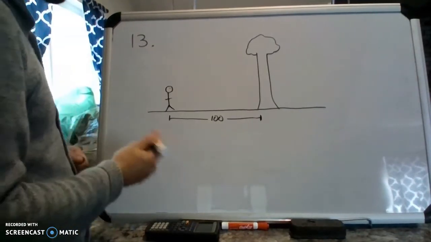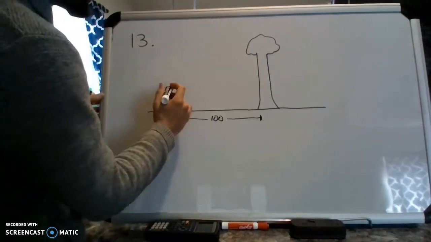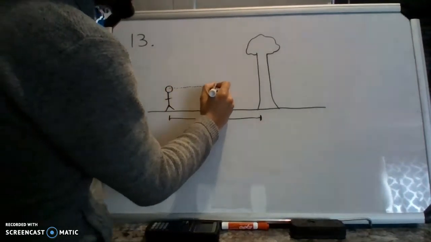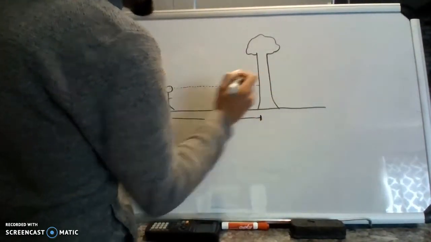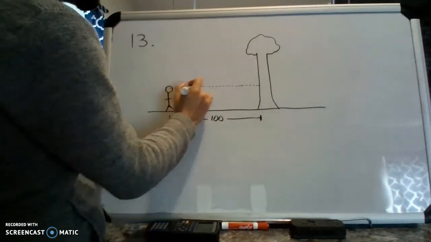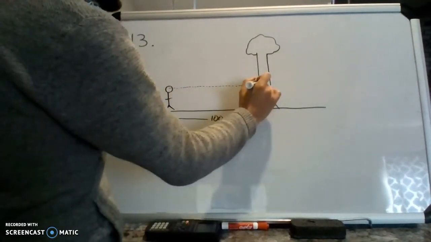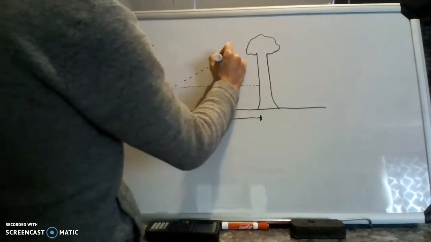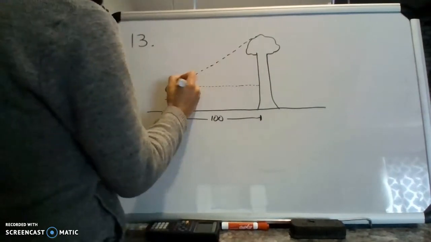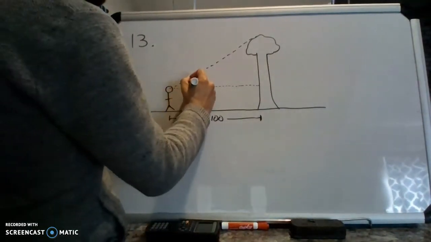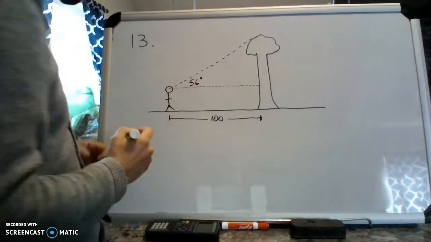It also says that from his eyes, he measures an angle of elevation of 56 degrees to the top of the tree. Now, if you remember about angle of elevation and angle of depression, we always measure those angles compared to our horizontal line of sight. So if he was looking straight at the tree horizontally, and then he changes his line of sight to look at the top of the tree, that's where that angle of elevation is going to be. So the problem says that this angle of elevation is 56 degrees.